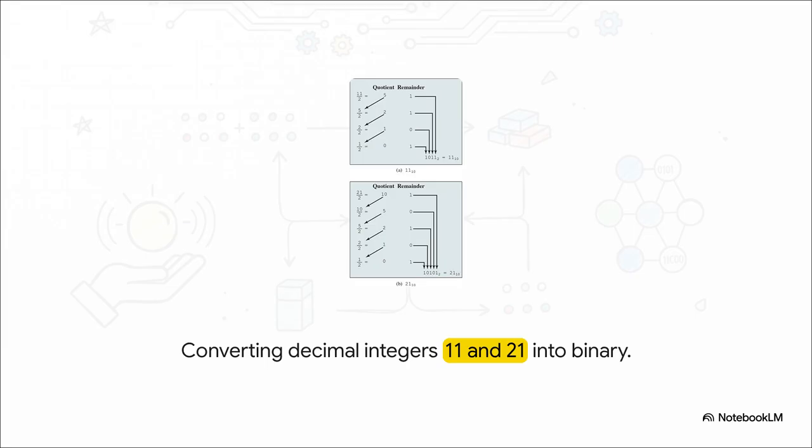Let's try converting the decimal number 11 into binary. 11 divided by 2 is 5, with a remainder of 1. Then we take that 5. 5 divided by 2 is 2, with a remainder of 1. 2 divided by 2 is 1, remainder 0. Finally, 1 divided by 2 is 0, with a remainder of 1. If we read those remainders from bottom to top, we get 1011. Decimal 11 is exactly 1011 in binary. It is just incredibly elegant.